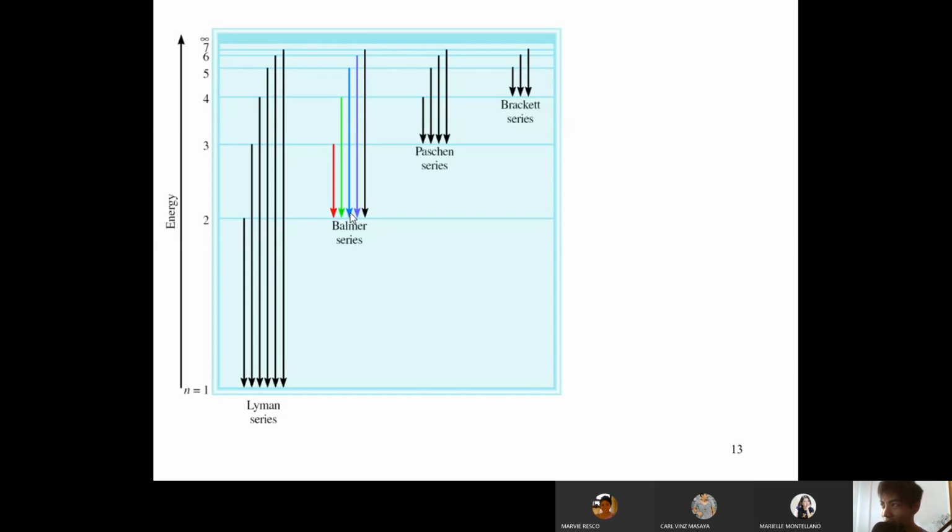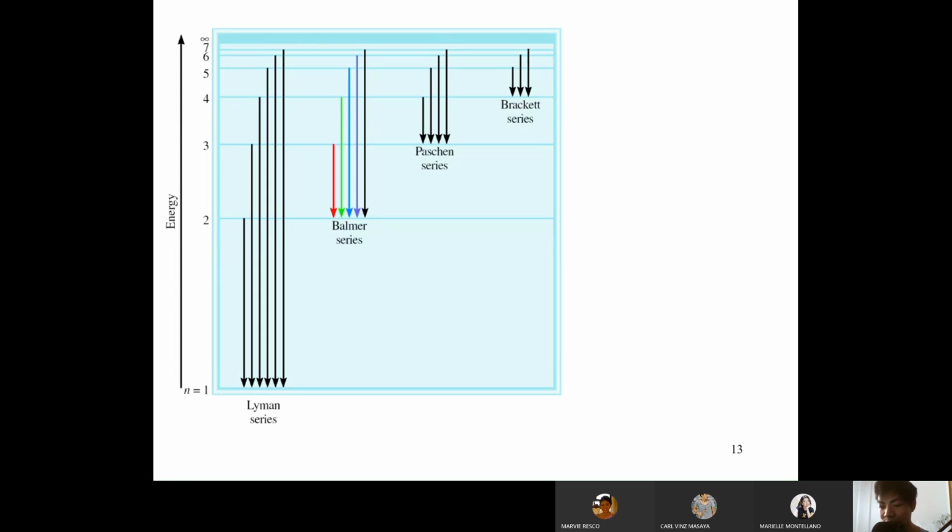We have the Balmer series. Yan yung mga electrons that jump from the second energy level up to the infinity. Paschen, ayun yung third energy level, yung lowest energy na tatalunan ng electron, and the Brackett. So among these four series of electron excitation, only the Balmer series can produce light.